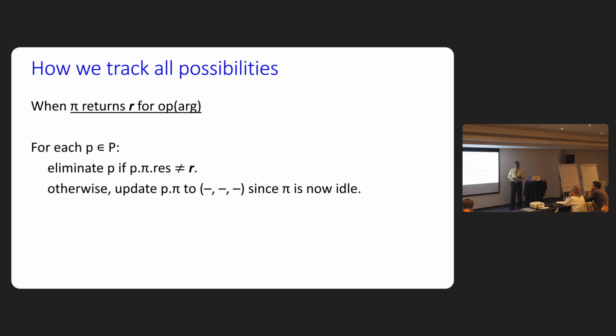And what do you think we do there? If the process pi, let's say, is returning 5, then any possibility in which it is not returning 5 can immediately be filtered out and thrown out of the set, because the truth is that it is returning 5. So anything that the possibility set currently contains that is not consistent with the truth is filtered out, is eliminated from the set.